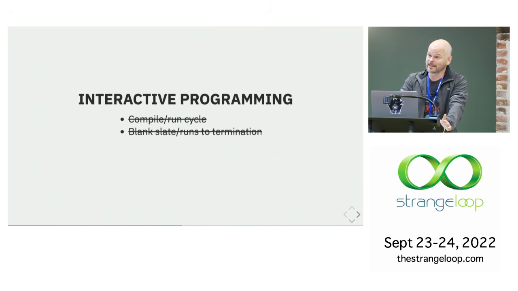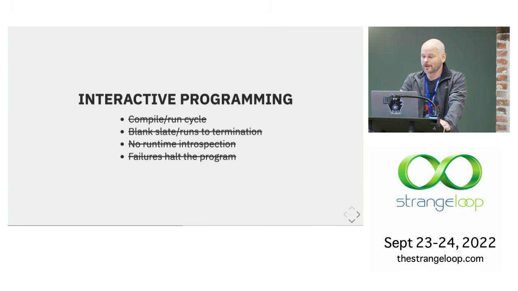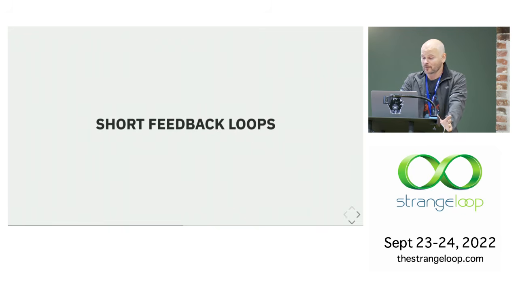Instead, all of your program state is still there while you're working on it. This means that you can debug, you can add things to it, you can find out what's going on, all while your program is running. Of course, there's runtime introspection, right? And failures don't halt the program. They give you some kind of option to maybe fix and continue what's happening. Now, this combination of attributes, I would say, is most of what makes spreadsheets so productive. And it gives you these incredibly short feedback loops, of which we'll now have some examples.